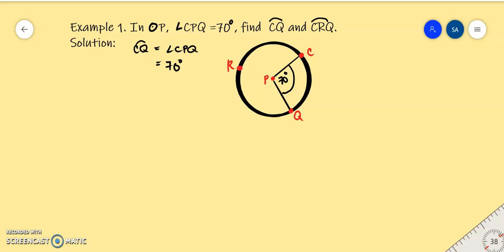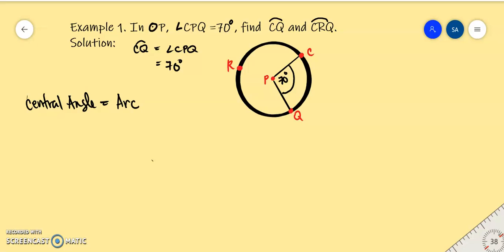Now, we want to find the measure of arc CQ, this one, and arc CRQ. Again, by definition of central angle, the measure of the central angle is equal to the measure of the arc. Okay? So, sulat natin dito. The measure of the central angle is equivalent to the arc.